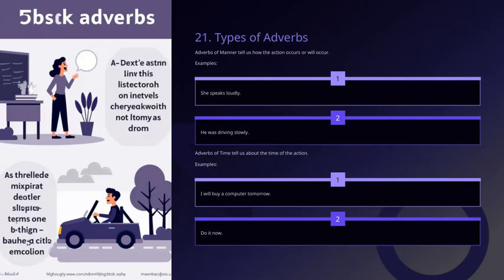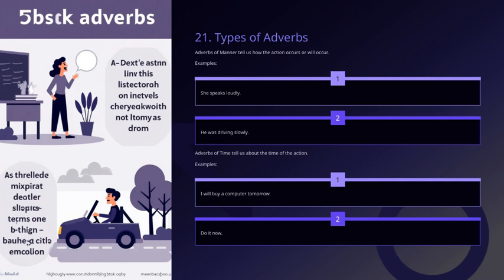Now let's take a closer look at the different types of adverbs. First, we have adverbs of manner, which tell us how an action happens or will happen. For example, if I say, she speaks loudly, the adverb loudly describes how she is speaking. Similarly, he was driving slowly shows us the manner of his driving. These adverbs give us a clear picture of the way something is done.